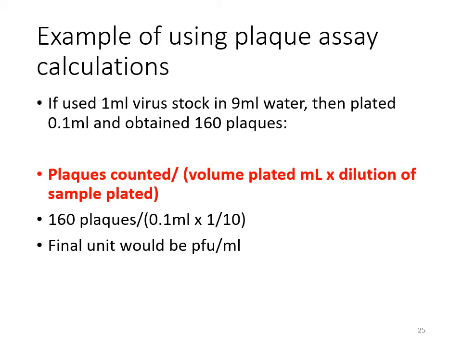160 plaques. So the way that you would calculate the viral titer, or the viral load, is you would use the formula on the previous slide, and you would do 160 plaques over the total dilution, which is the 0.1 ml plated times the 1 over 10 that you diluted that sample. Okay, and then the final unit would be PFU per ml.